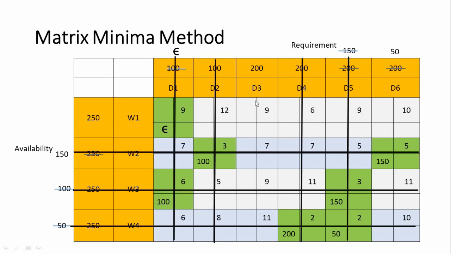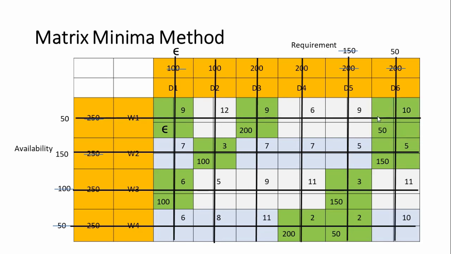Now if you look at the next minimum cost cell, it is 9. For this we have the requirement at D3 of 200 units, and here we have 250 minus 200, so we'll have an availability of 50 units. Now there is only one cell left, from W1 to D6, where we have an availability of 50 units and a requirement of 50 units. Therefore, we transport from W1 to D6 50 units. Thus, all the rows and the columns are exhausted.